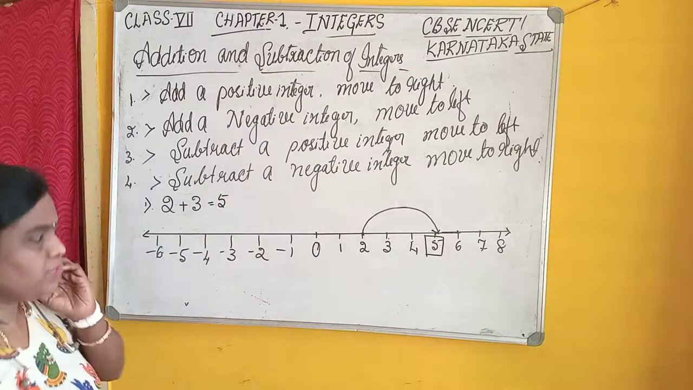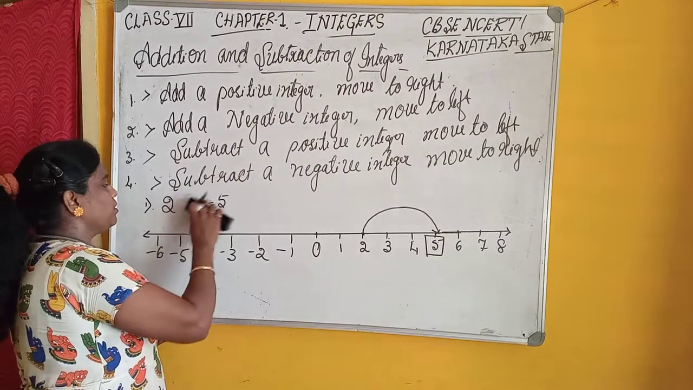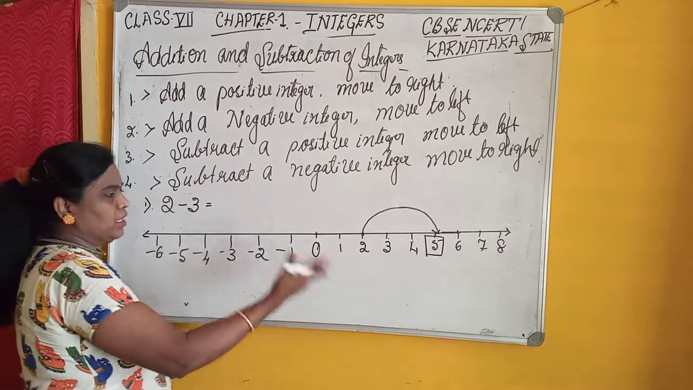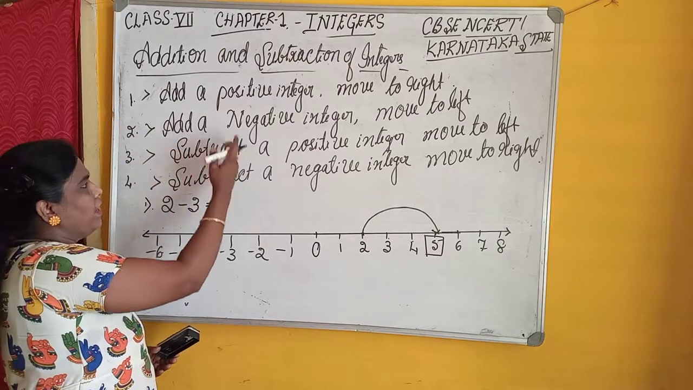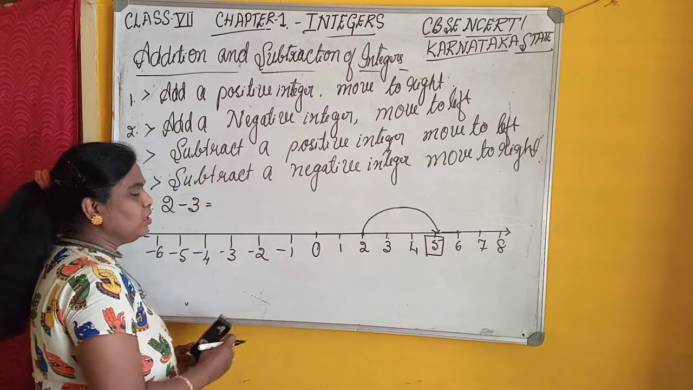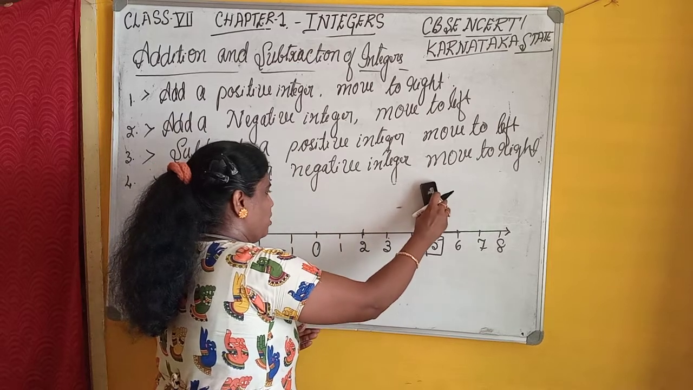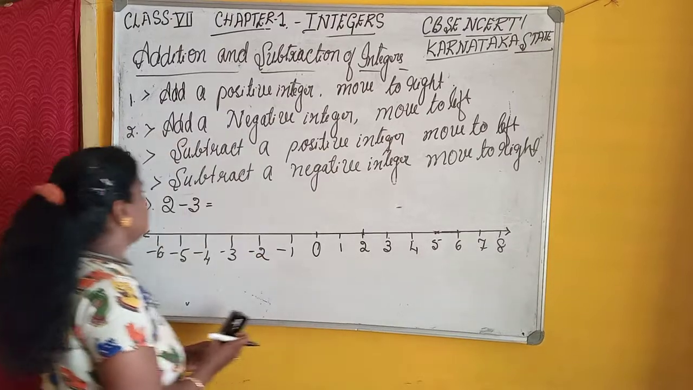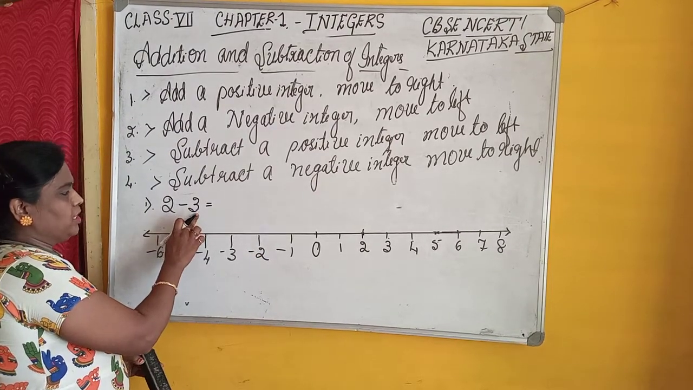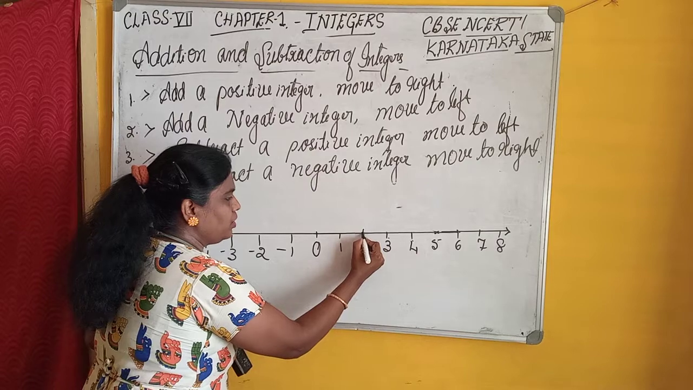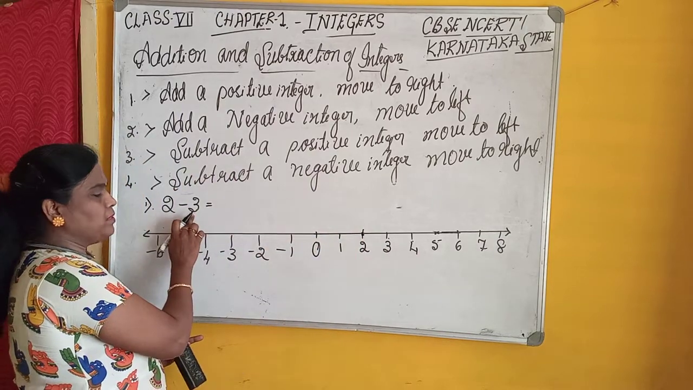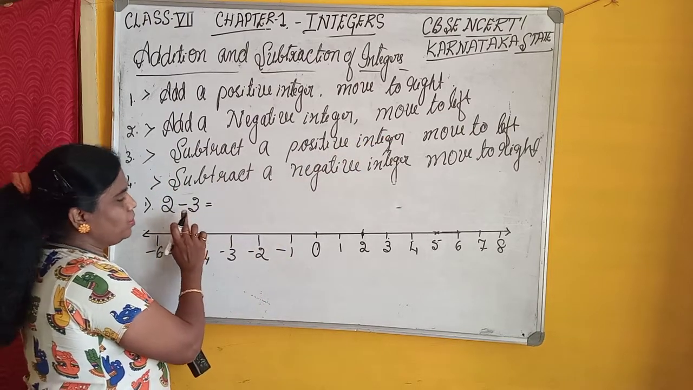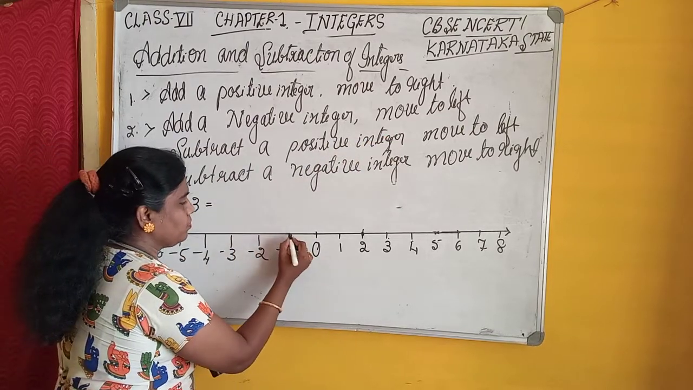Okay. In the same way, take the same number, 2 minus 3. What happens? The second point: when we add a negative integer, move to left. Here we are adding a negative integer from 2. This is the initial point. From 2 we have to subtract 3. Therefore, we have to move left. How many numbers? 3. 1, 2, 3.